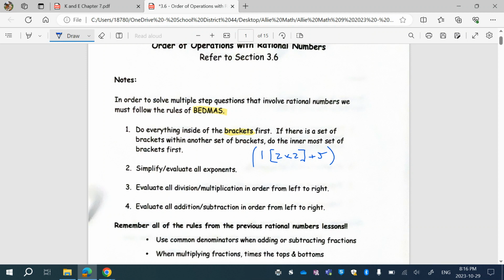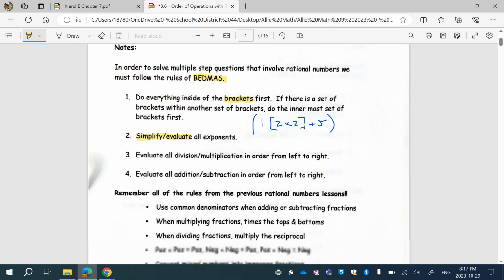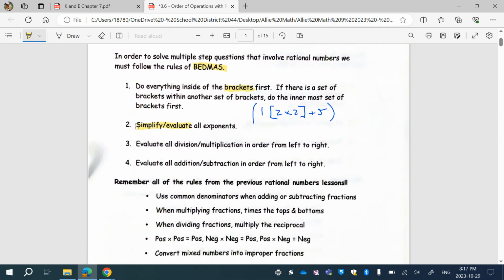Next, you simplify or evaluate all exponents. So remember last chapter we were looking at simplifying exponents quite a bit. Then you evaluate or solve all division and multiplication in order from left to right, so like reading a book. And then finally, evaluate all the addition and subtraction. That's the A and S of our BEDMAS, in order from left to right again.